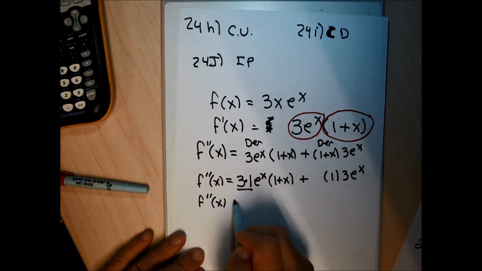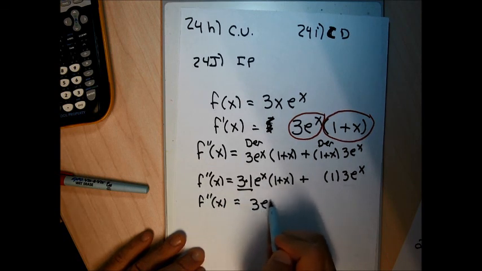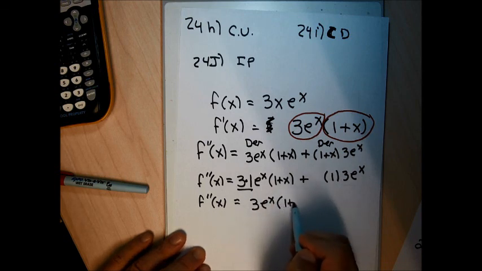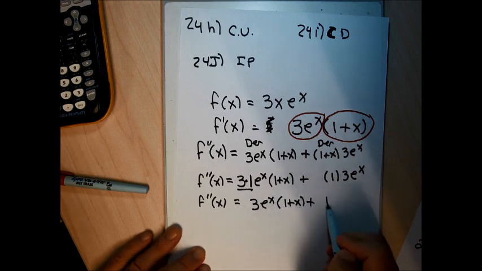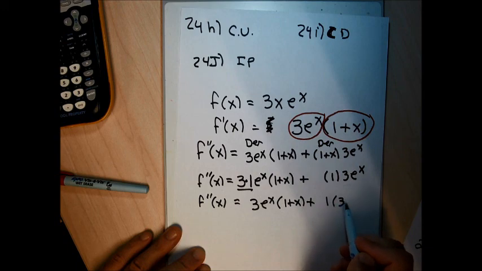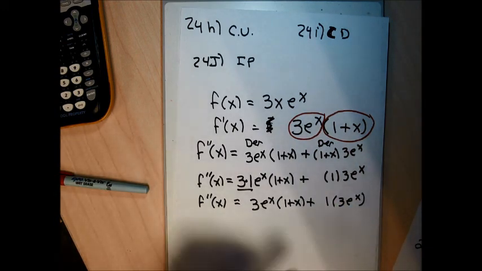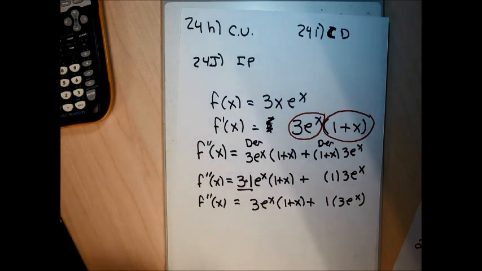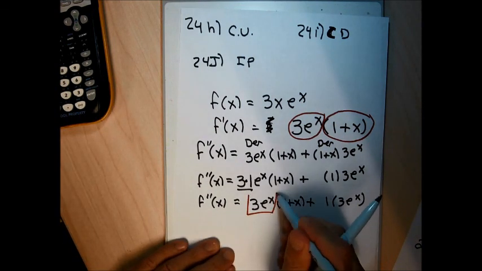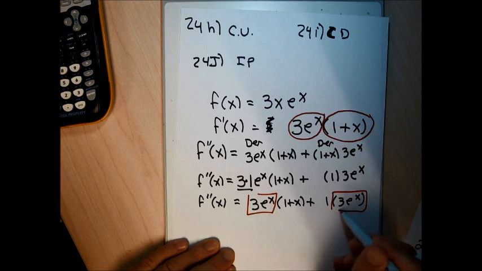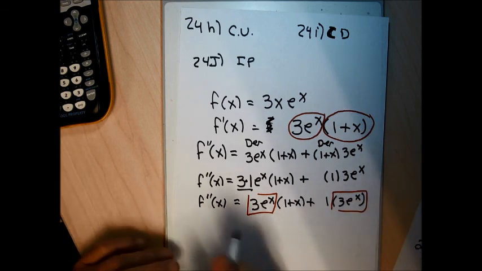Let me multiply this 3 and 1, and you get 3e to the x times 1 plus x plus 1 times 3e to the x. I don't know why I switched the parentheses to the e to the x rather than the 1 there, but I did. It's not wrong. So my common factor is 3e to the x. I'm going to pull out that common factor.